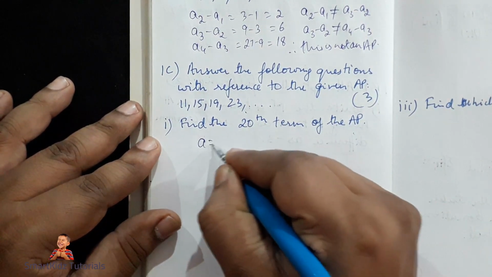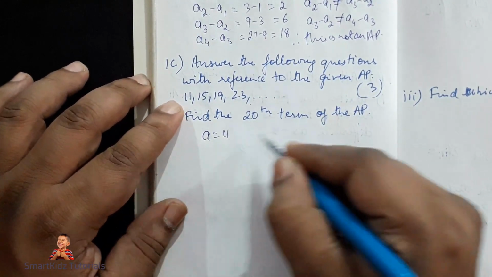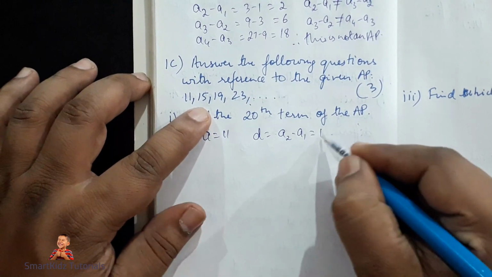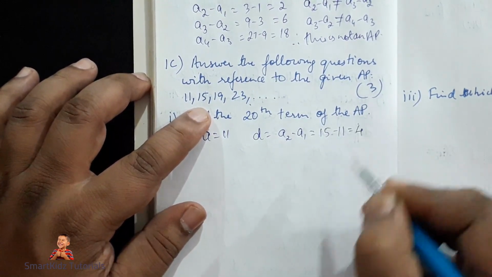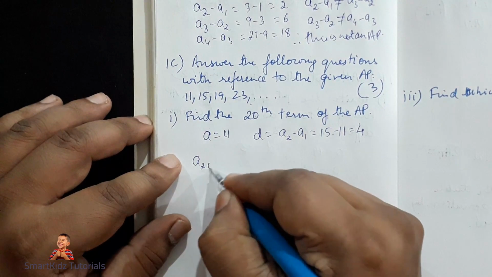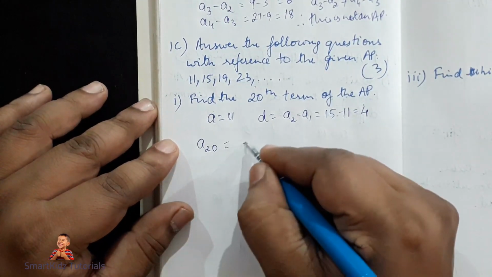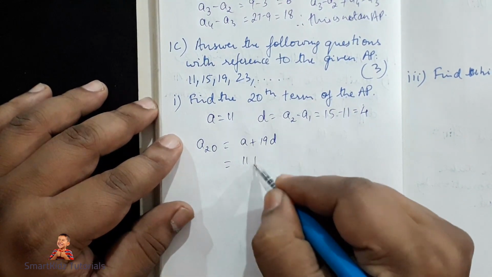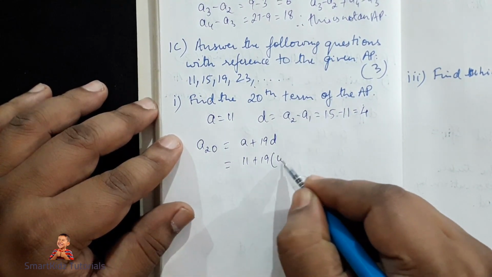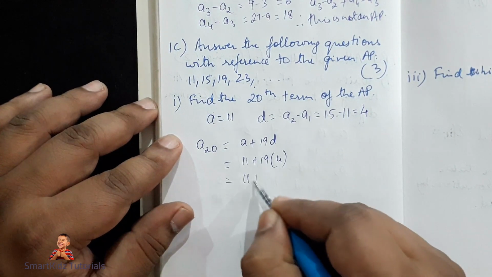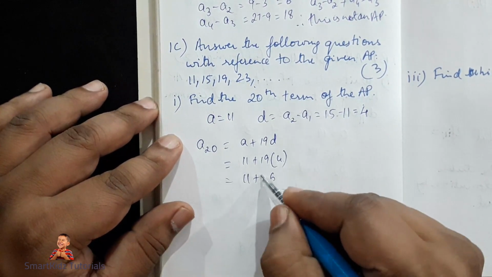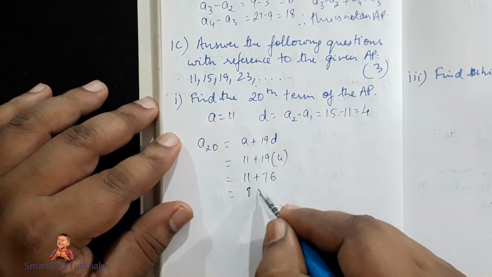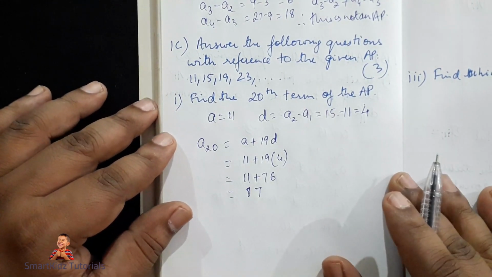So first we'll write what is the first term. First term is 11, and the difference we'll take a2 minus a1, which is 15 minus 11, which is equal to 4. Now a20 is what we are asked to find. So a20 will be a plus 19d. A is 11 and d is 4. So 11 plus, 19 into 4 is 76. And we get a20 as 87.